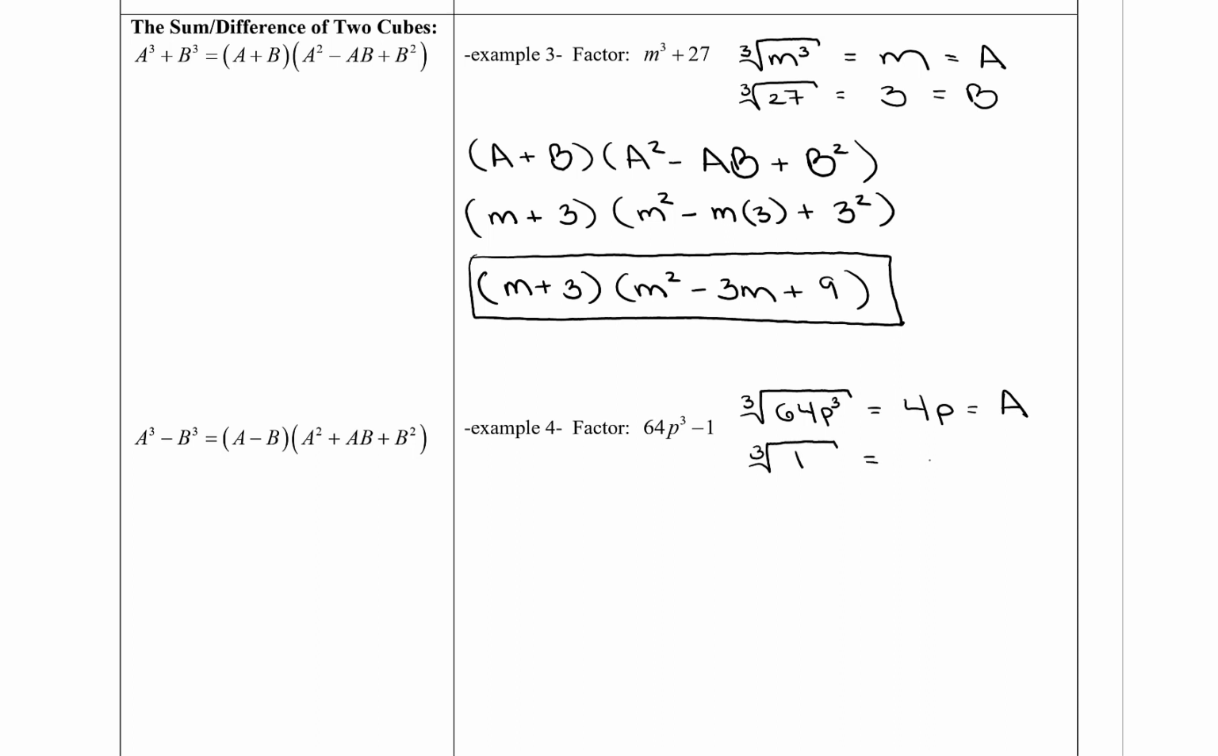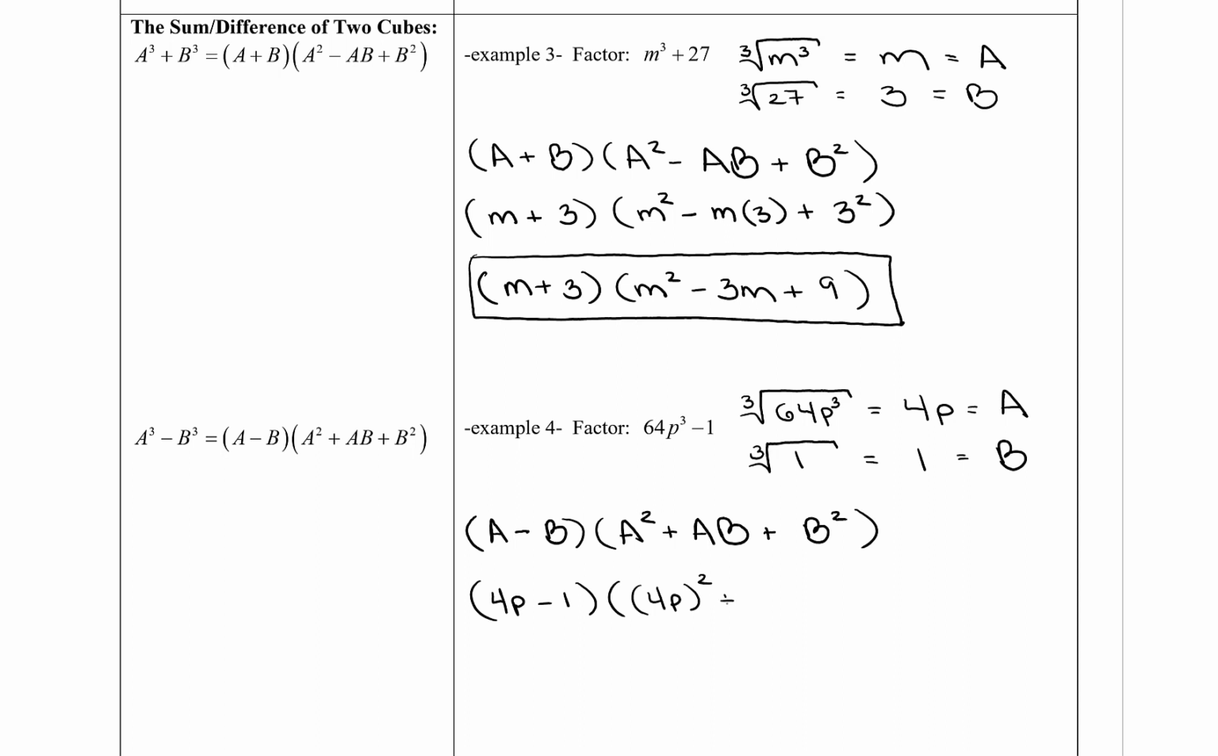So we're going to go ahead and just substitute into our formula. Here, first let me write the formula out. So it's going to be the binomial a minus b times the trinomial a squared plus ab plus b squared. Now substituting in, for that first binomial, we're going to get 4p minus 1. And then this is going to get multiplied with the trinomial. It's going to be 4p inside parentheses squared plus 4p times 1 plus 1 squared.